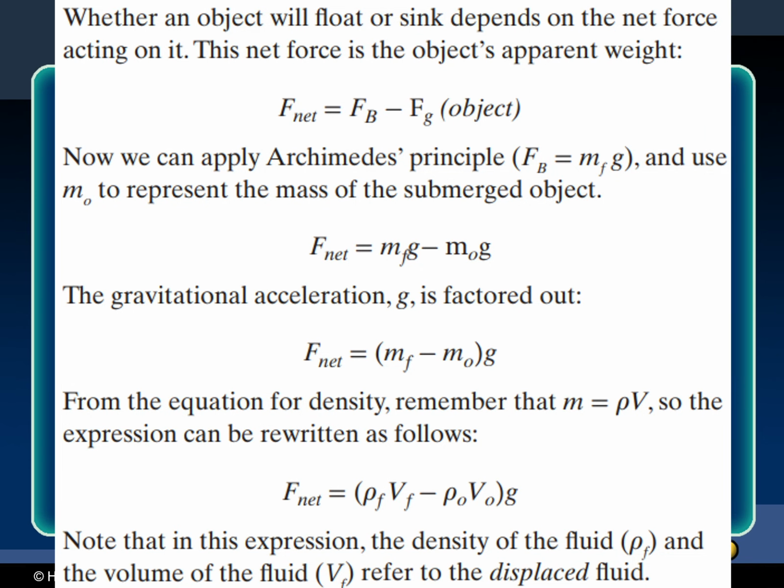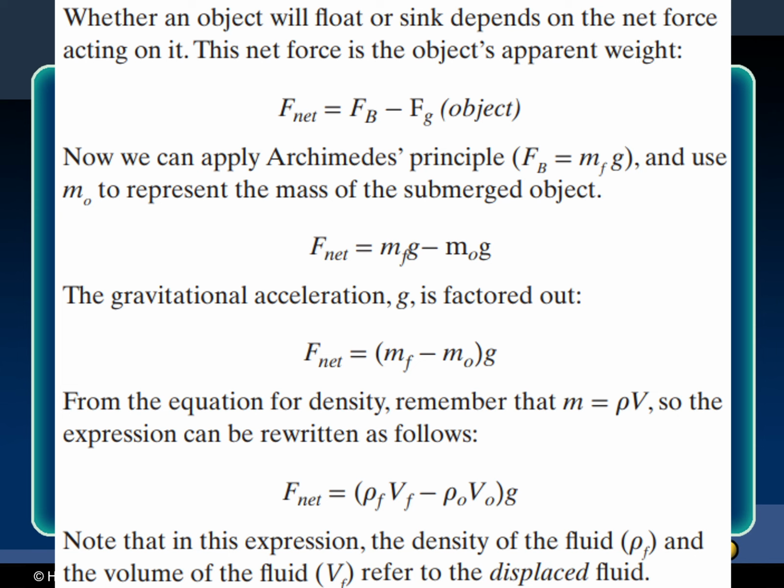Now, whether an object will float or sink depends on the net force acting on it. This net force is the object's apparent weight. Now, we can apply Archimedes' principle and use m sub o, which stands for object, to represent the mass of the submerged object. The gravitational acceleration, little g, is factored out.